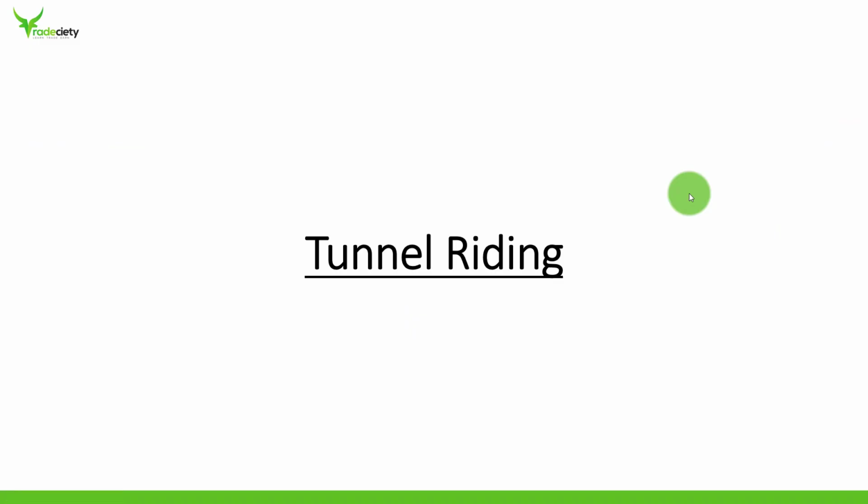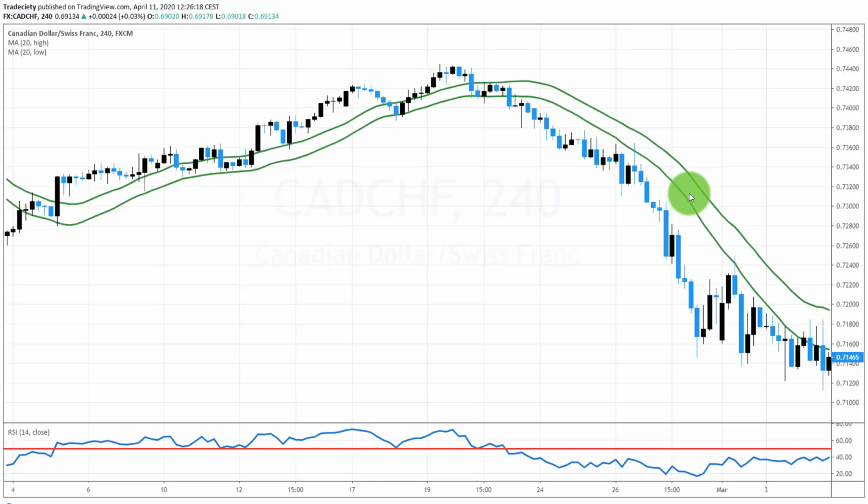The tunnel riding is something that has gained a lot of attraction, so let's look into this. And there's another video that I made specifically only about the moving average tunnel system. So for that, we use two moving averages. Both have the 20 period. One uses the high and one uses the low. You can set it up on all trading platforms.